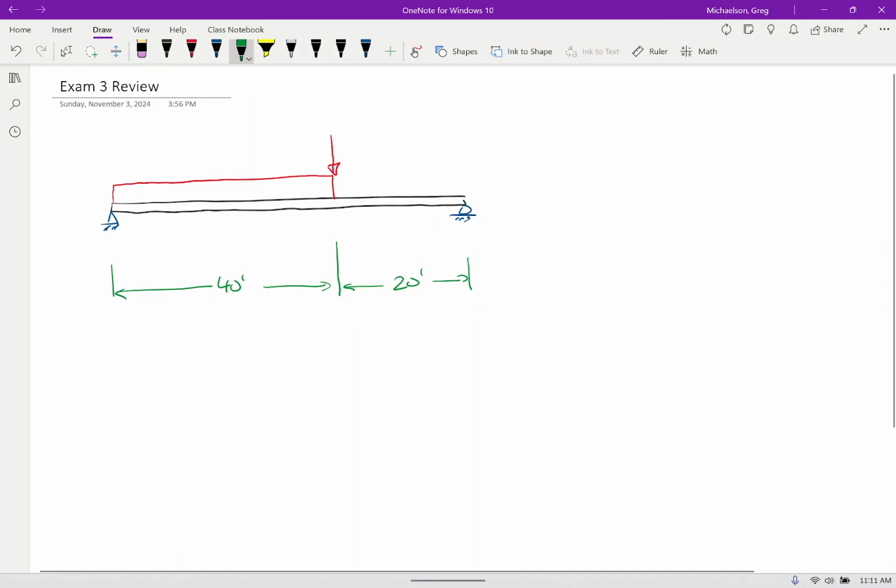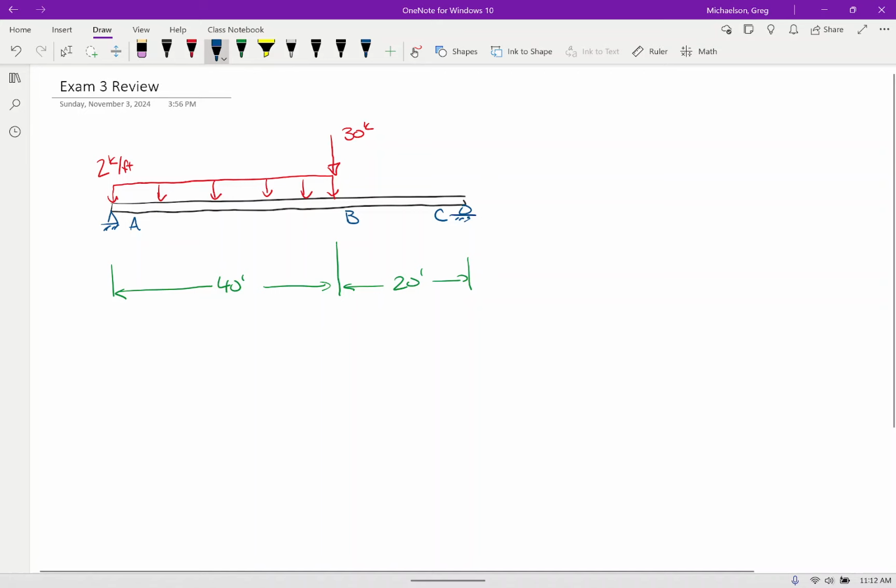All right, and then let's go with that. I just made that up. Is that good? I think that'll work. Okay, so let's put some names on this. We'll call this point B, point C, point A. And let's just knock this thing out.